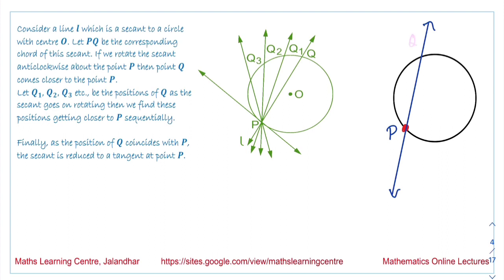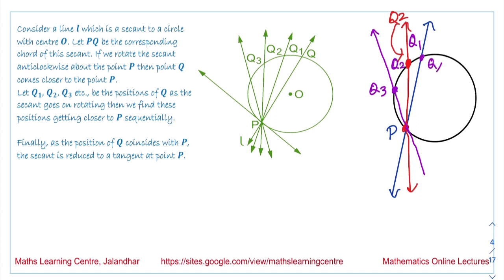The other endpoint of this secant, suppose it is Q1. Next, keeping the point P fixed, we move this secant and draw another secant, which intersects the circle at the point Q2. Again keeping P fixed, we draw another secant line like this, intersecting at Q3. If we draw the next secant over here, the point is Q4.